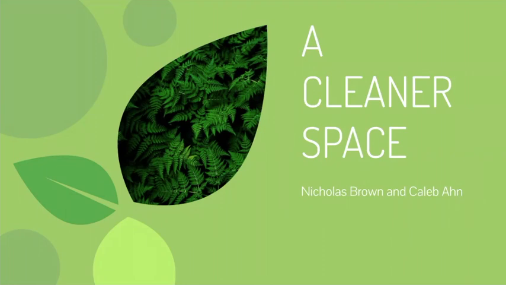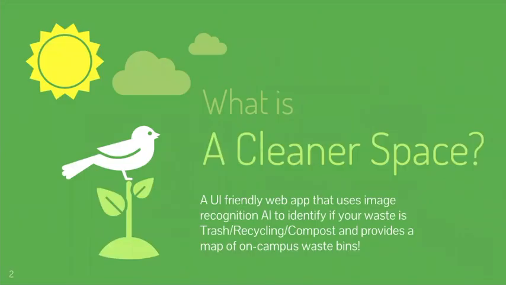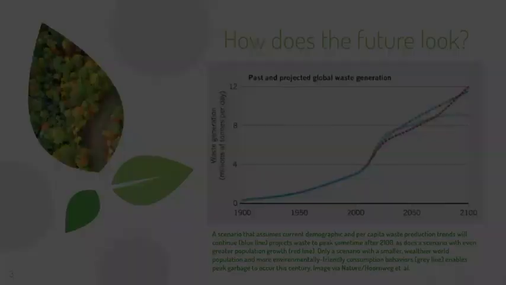My name is Caleb and I will be explaining the introduction and background, and my teammate Nick will then go into a demo and the technical explanation of what our web app does. So what is A Cleaner Space? It is a UI-friendly web app that uses image recognition AI to identify if your specific waste is trash, recycling, or compost, and provides a map to the closest on-campus UCSB waste bin.